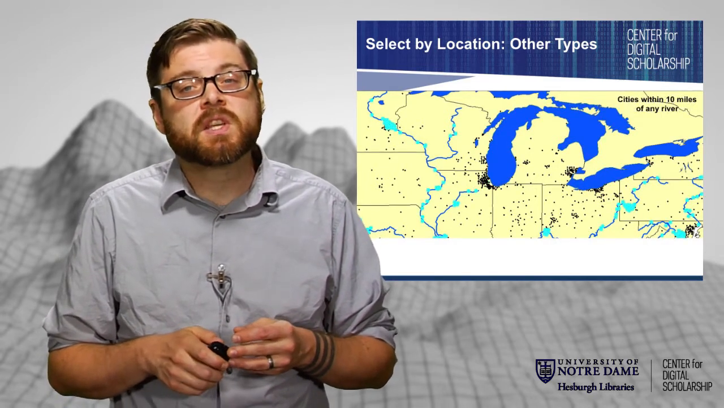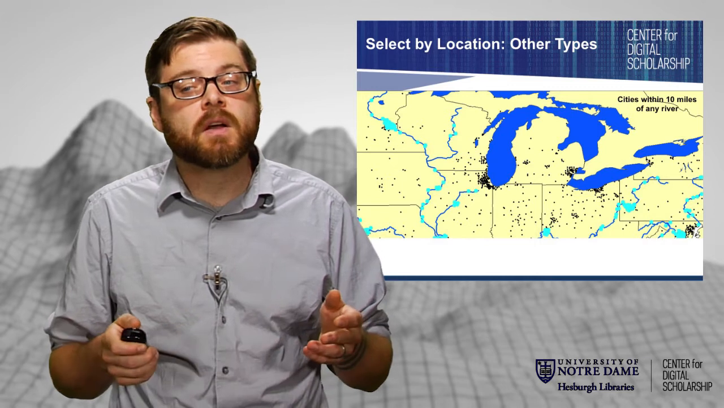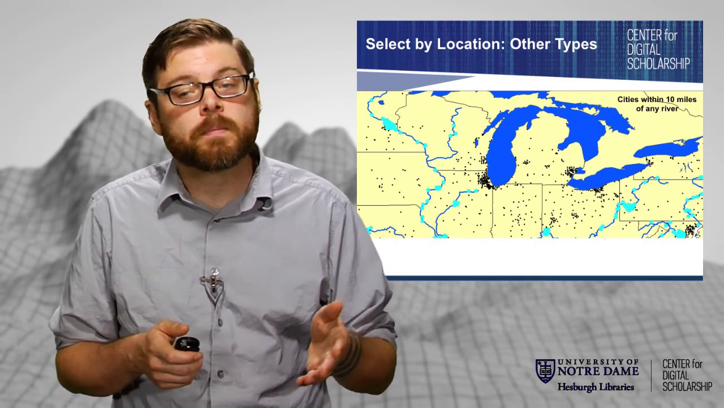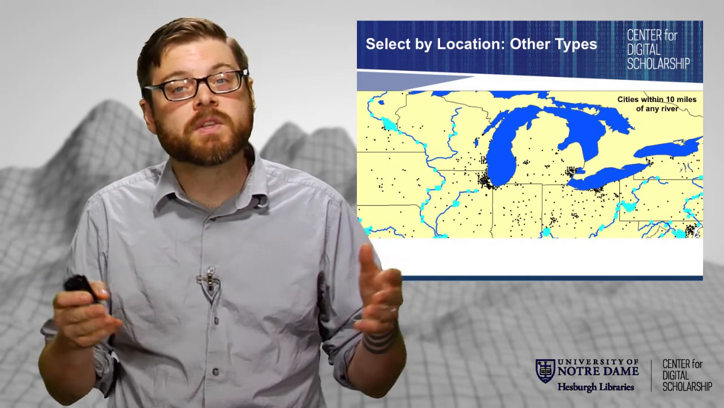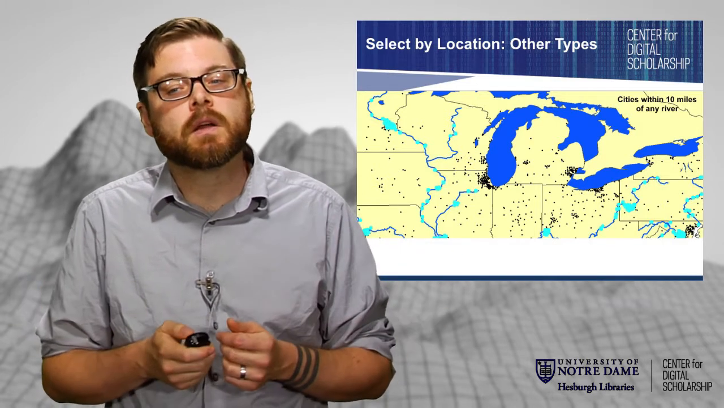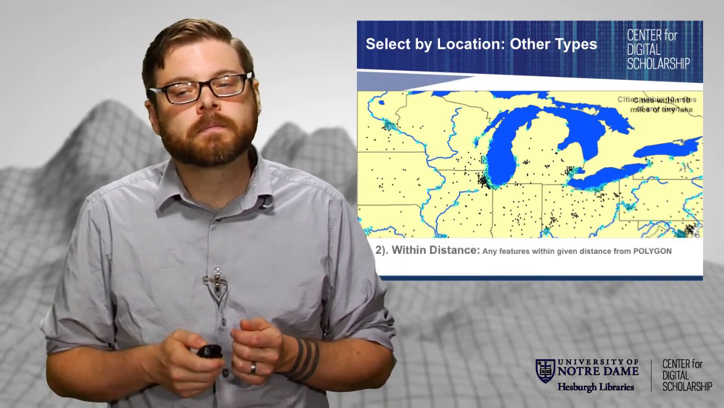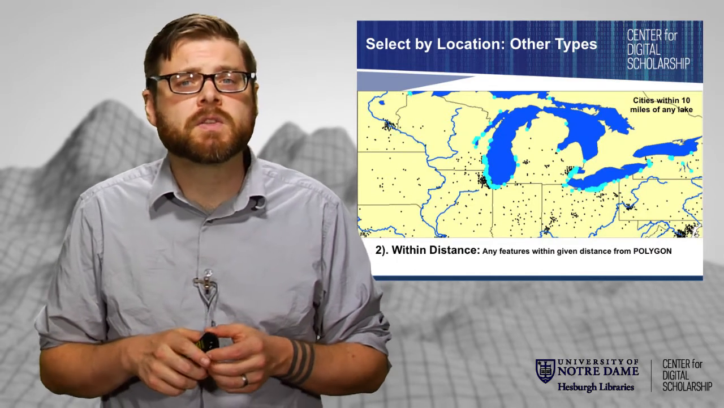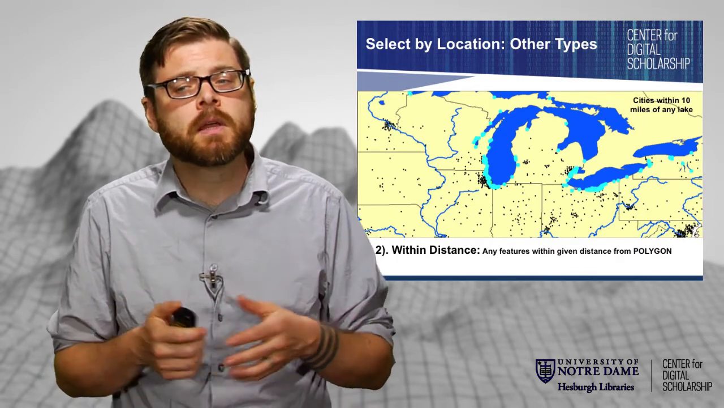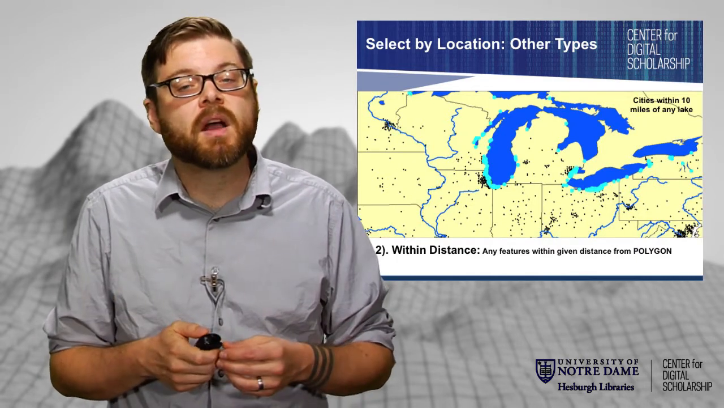We can also look at what cities are within 10 miles of any river, so we can start with a polyline and query whatever points or anything else are within a proximity of that particular polyline. And we can do the same thing with polygons. So if we have these polygons representing the lakes, we can select all of the cities that are within 10 miles of any one of them.